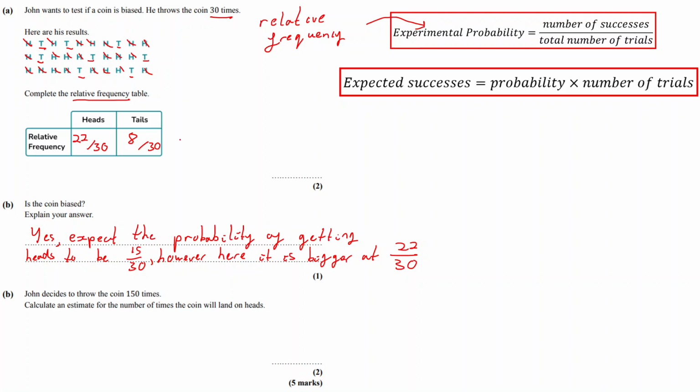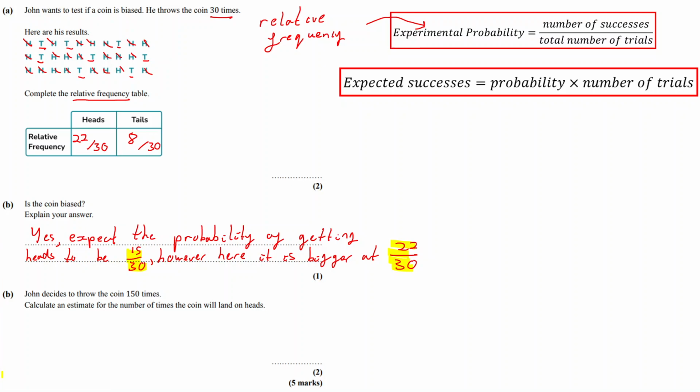But I would just be safe here and say yes, you expect the probability of getting heads to be half, 15 out of 30. However, it is much bigger, 22 out of 30. Or you could say something like you would expect to get 15 heads, we've got 22. It all means the same thing. So I'll highlight these bits here because that's quite important. Sorry, my handwriting is not looking good here, but it's the way it is.